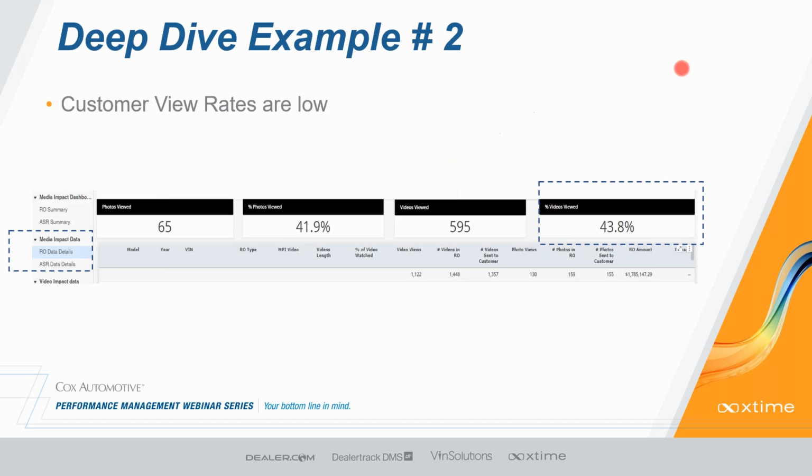All right, let's check out another one. So this is an interesting one. Customer review rates are low. So in order to do that, I think going back to the RO data details is a perfect place to go to be able to see that. Now, as we go to RO data details, we can pull up any time frame that we have, and we can look over at this column that says video view rate. So this dealership within this time period has a 43.8% view rate on the videos that they've sent.